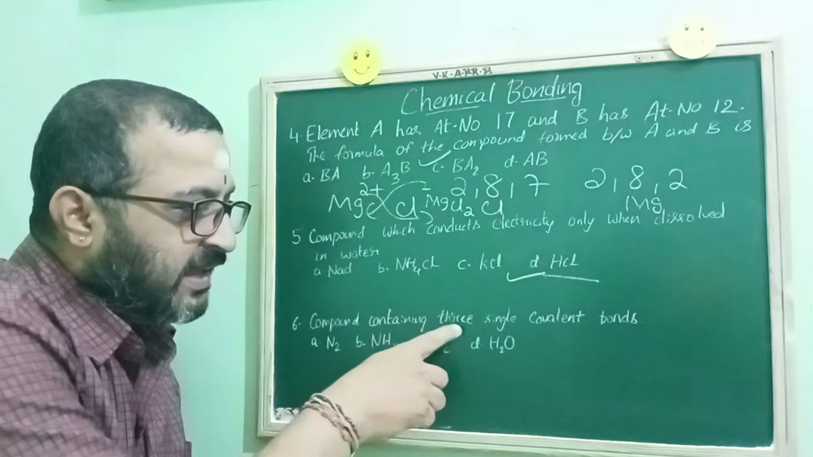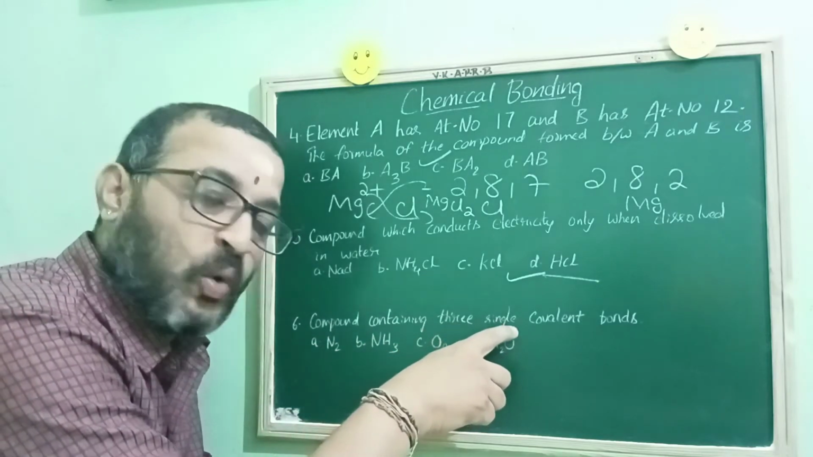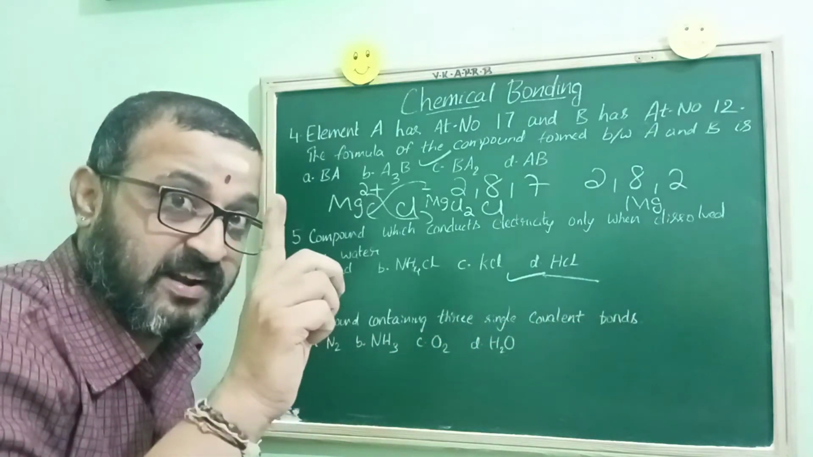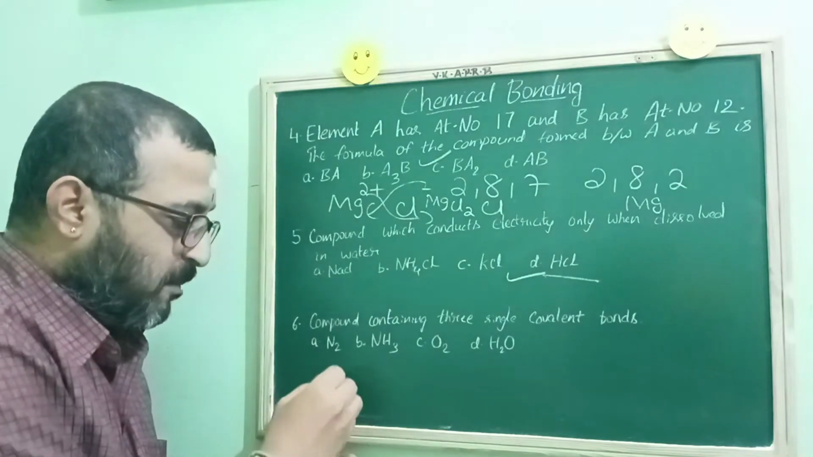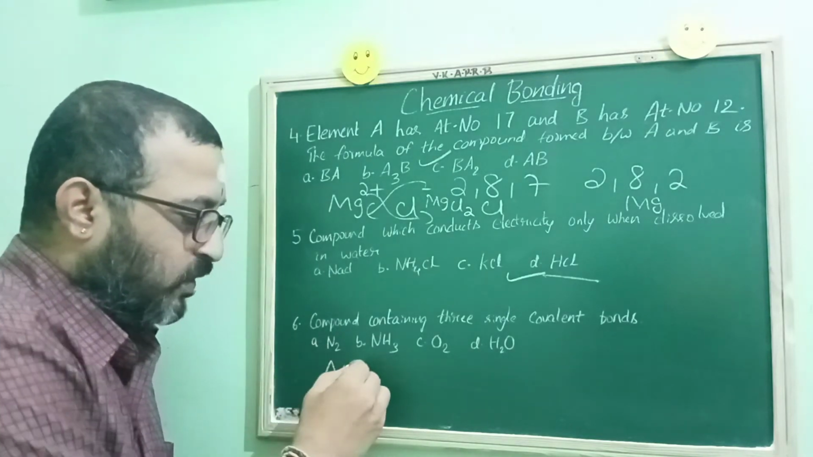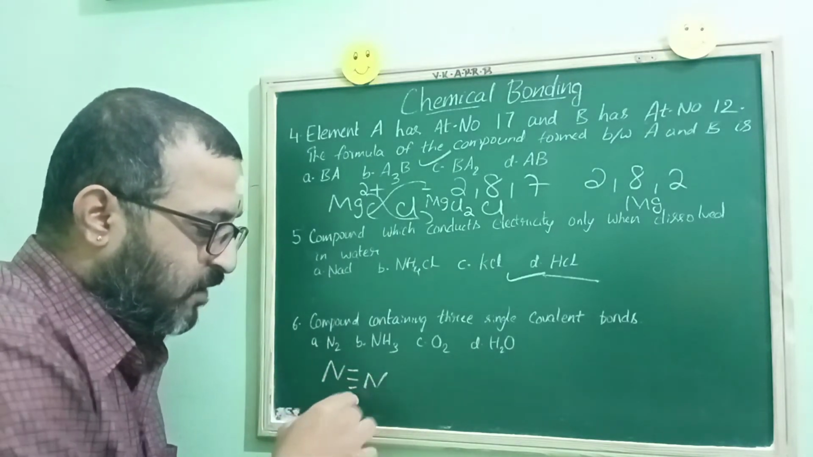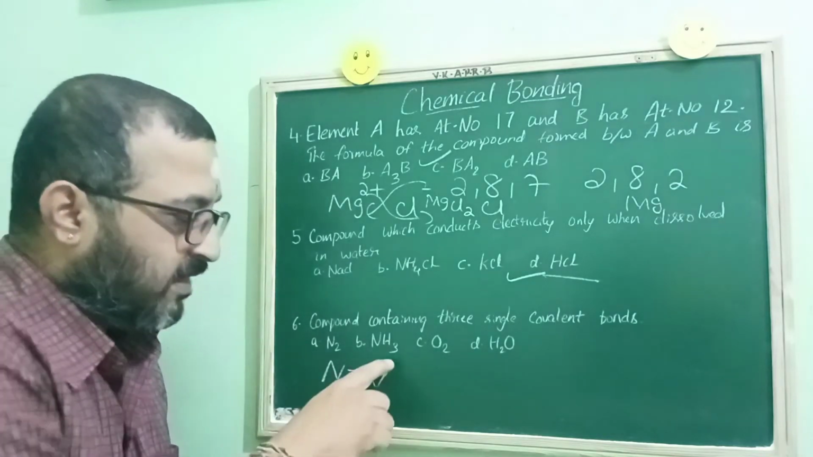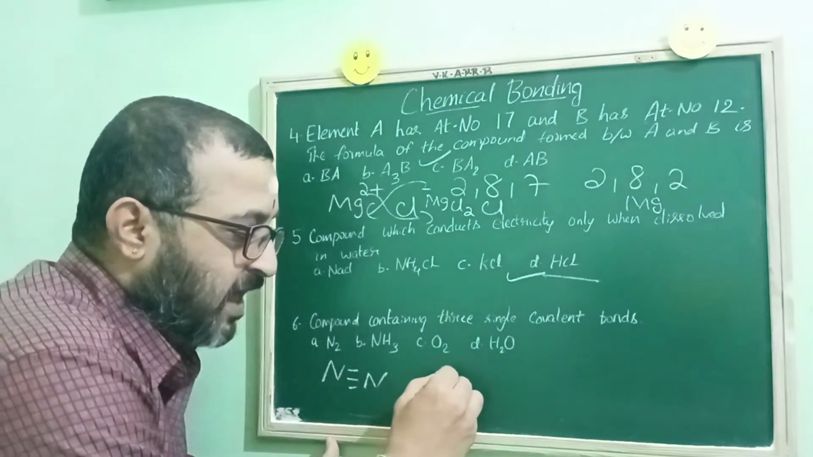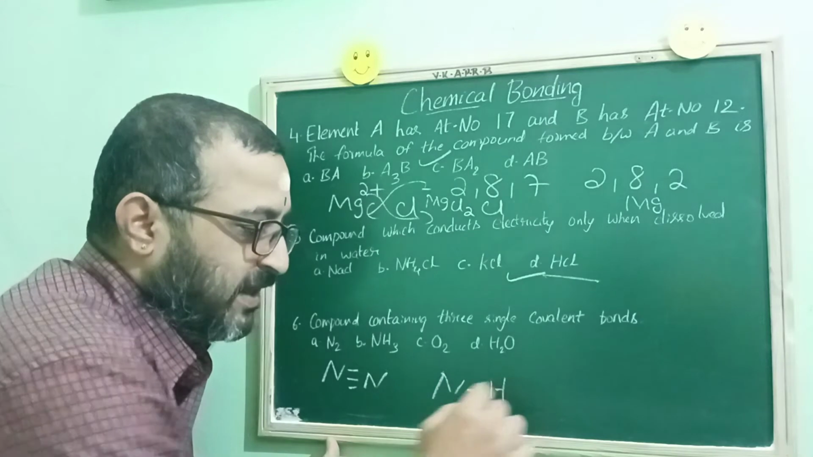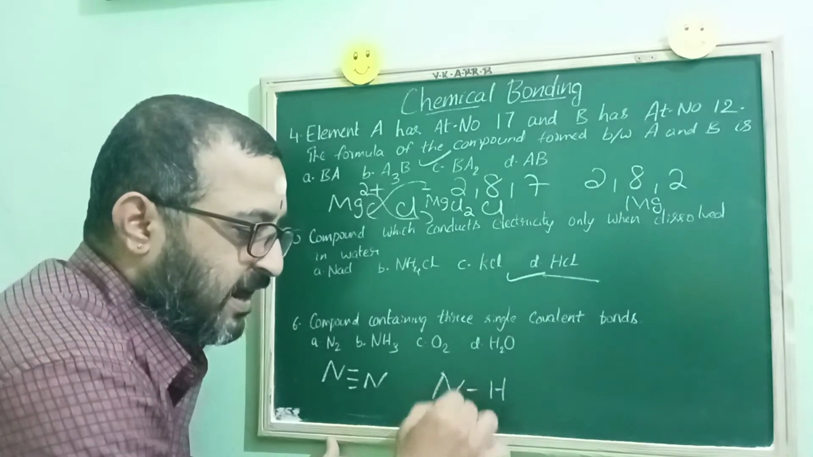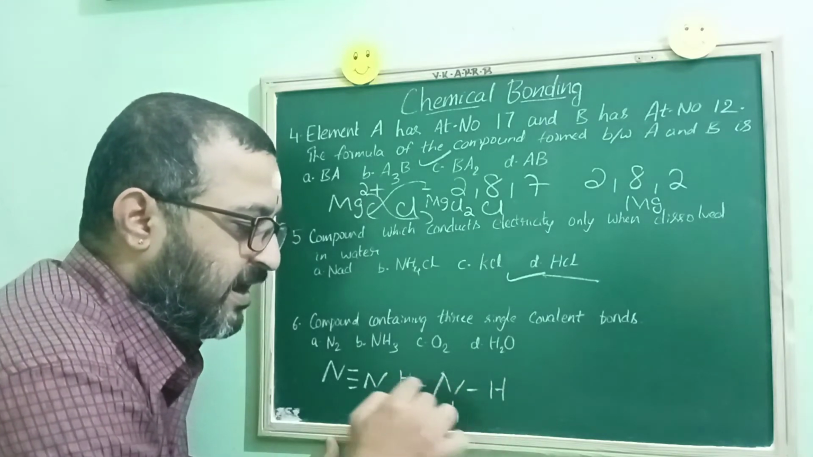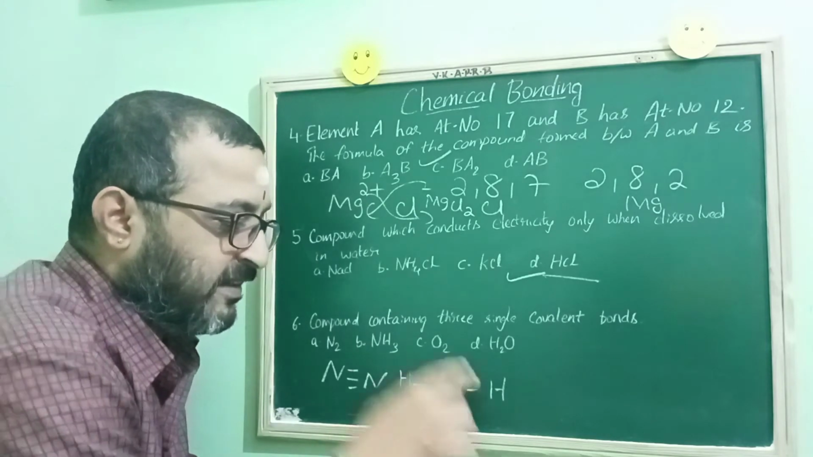Compound containing 3 single covalent bonds. Single covalent bonds. For example, if you take N2, between N and N we have one triple bond. The next option they have given is ammonia. That is, between N and H, one bond, N and H, one more bond, and N and H, one more bond. So it is 3 single bonds.